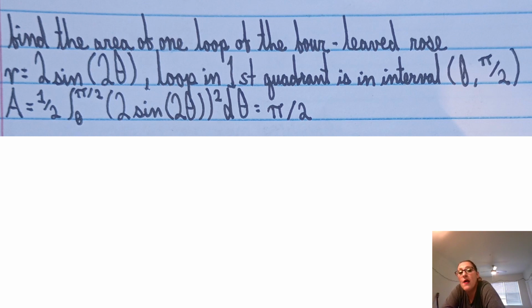Find the area of one loop of the four-leaved rose r equals 2 sine 2 theta. Loop in first quadrant is in interval 0 to pi over 2. Area equals 1/2 integral 0 to pi over 2, (2 sine 2 theta) squared d theta equals pi over 2.